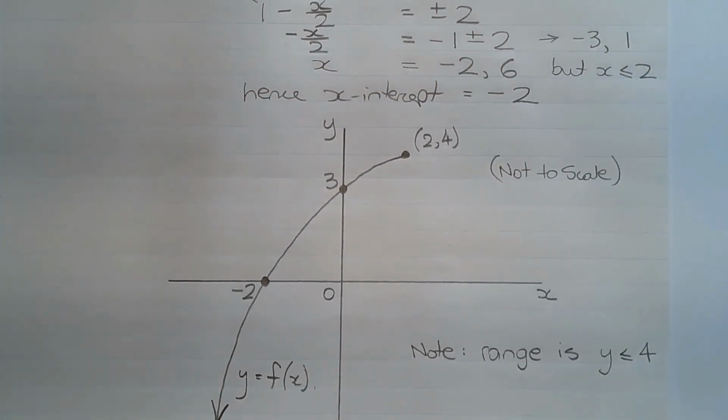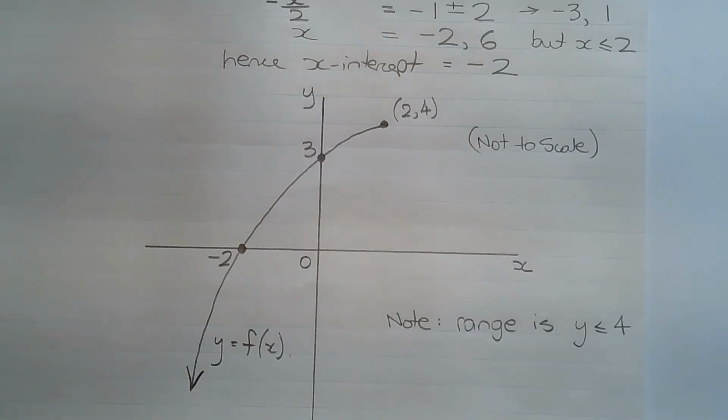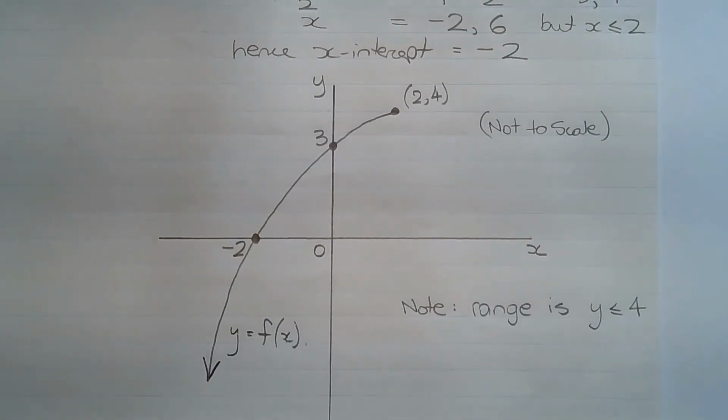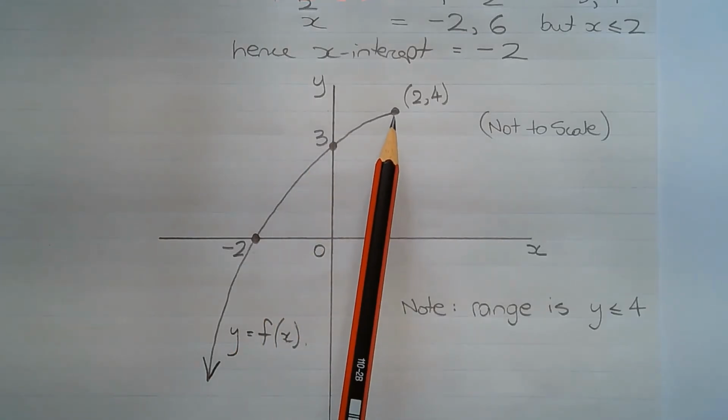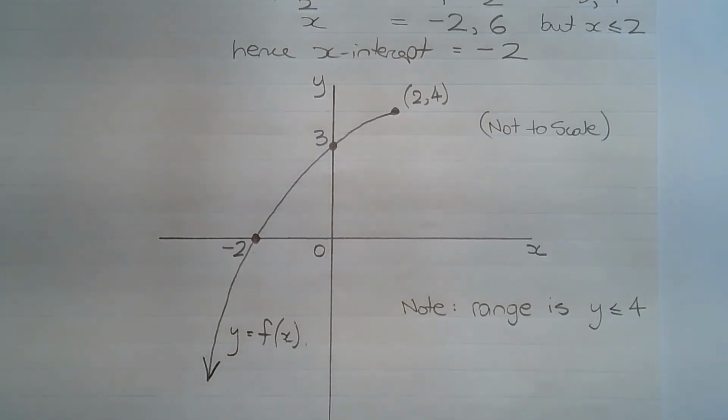And here's the graph of y equals f of x. And I've shown here the x-intercept, the y-intercept, and also the vertex, even though the question doesn't ask for that. And it's also important to note that the range is y less than or equal to 4, and that'll be used in a subsequent part.